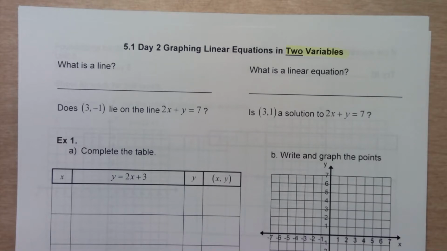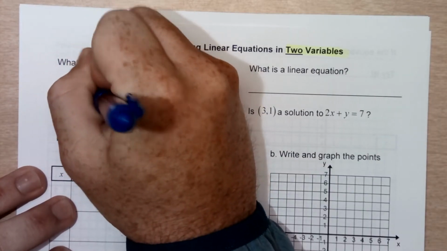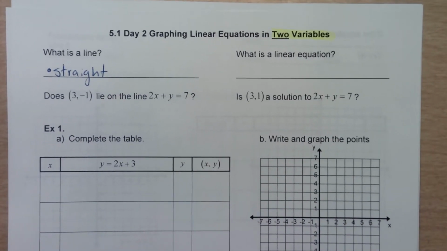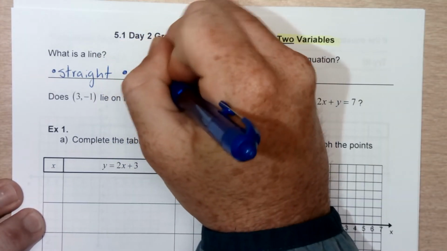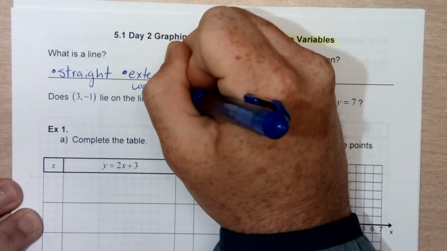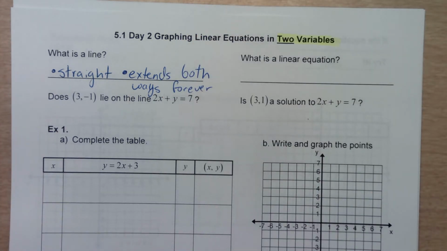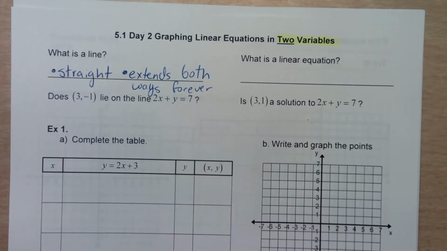So what is a line? A line has a few key characteristics. For one, a line is straight. That means it cannot have any bumps or curves. The other important feature of a line is that it extends both ways forever. It extends to the left and right or up and down forever, and we show that by putting arrows on the end of our lines. See how this has an arrow on it? That means it extends forever, and that's because it's a line, okay?